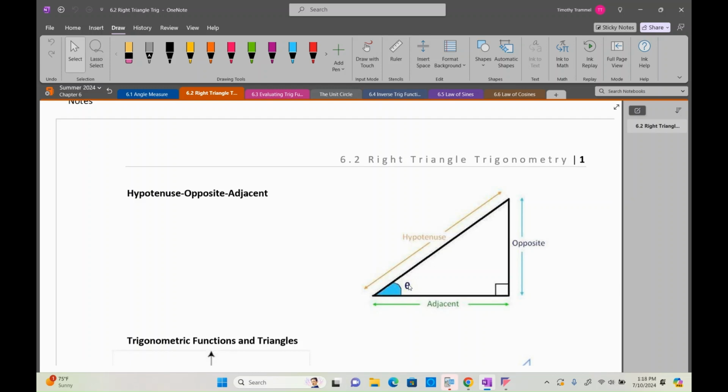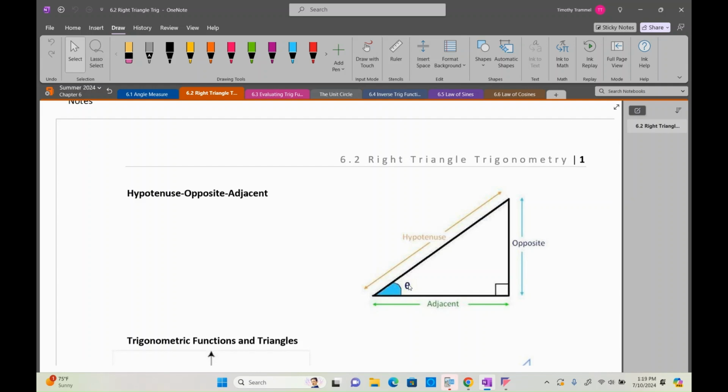In this video, we're going to cover section 6.2, and we're going to learn the connection between right triangles and the unit circle, although we maybe saw that to some extent when we were filling out the unit circle the first time around. And so one of the first things that we're going to do is define some terminology here.